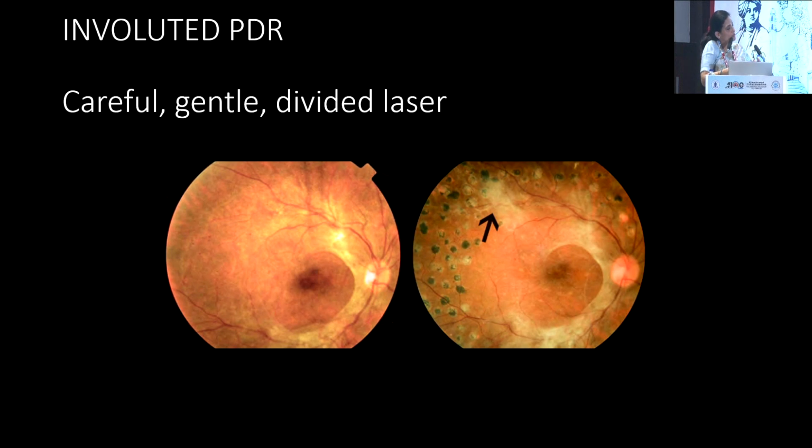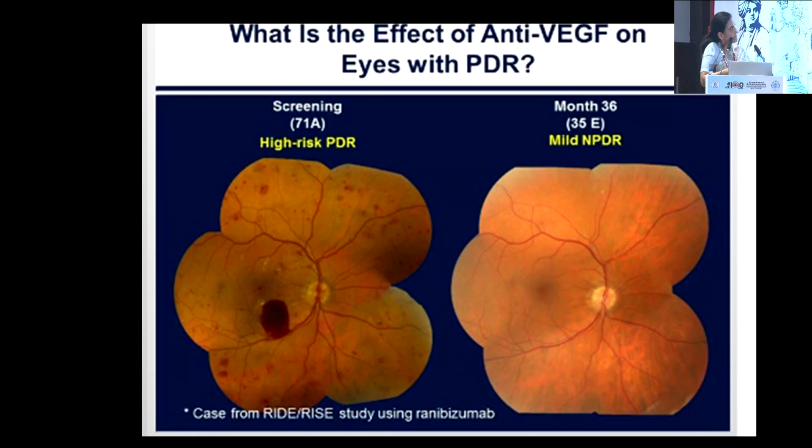So it's worthwhile to do, but the laser in these cases has to be very gentle laser. You don't have to go anywhere near these fibrovascular proliferations. Otherwise, they can pull up, and then they can cause the retina to detach. So the laser has to be very gentle. It has to be in divided sessions, and it has to be away from these areas, these fibrous areas.